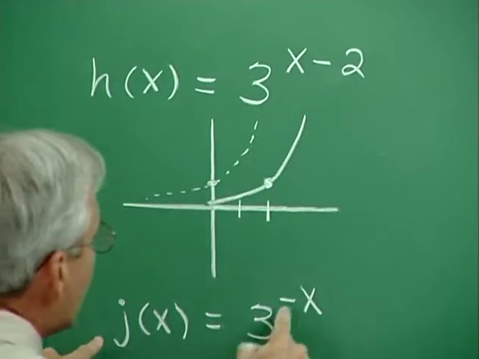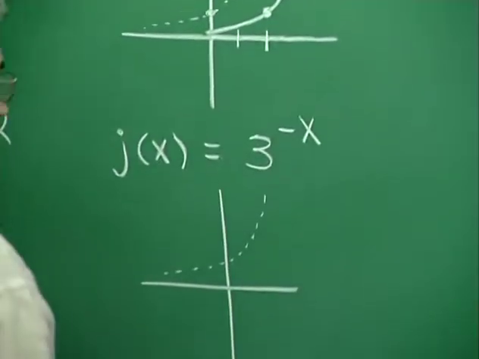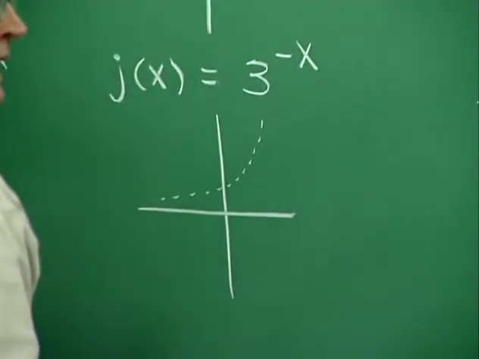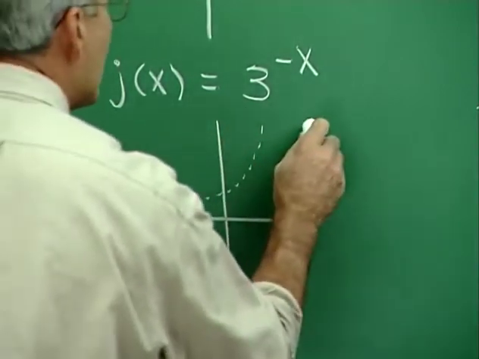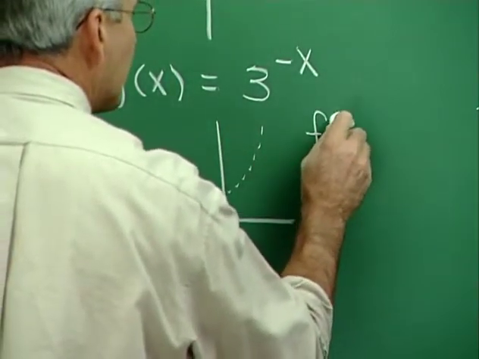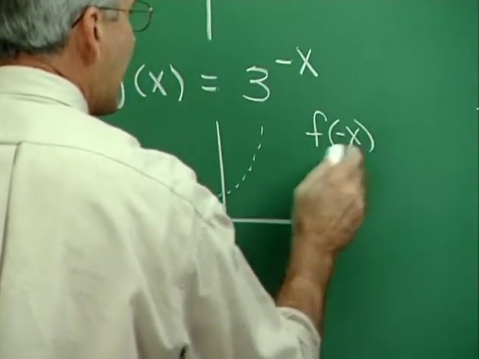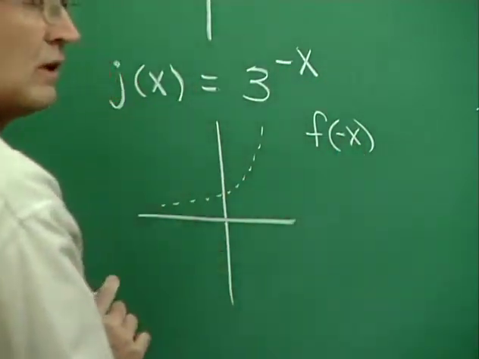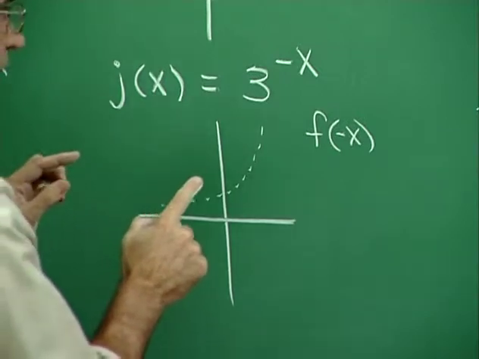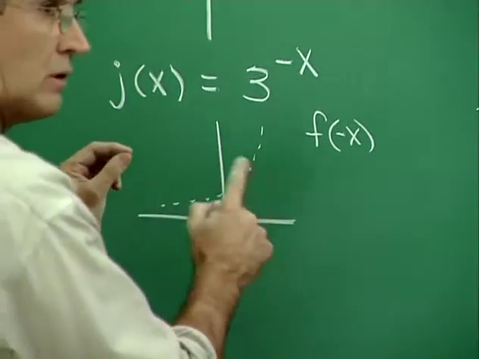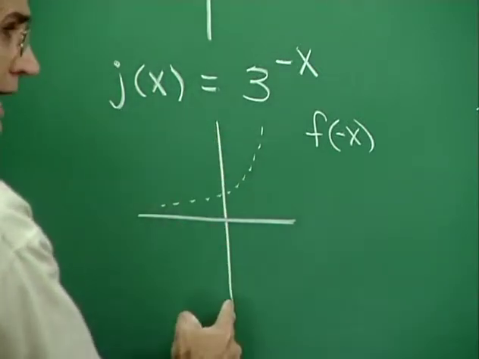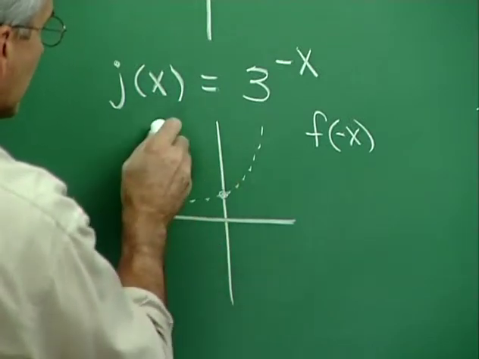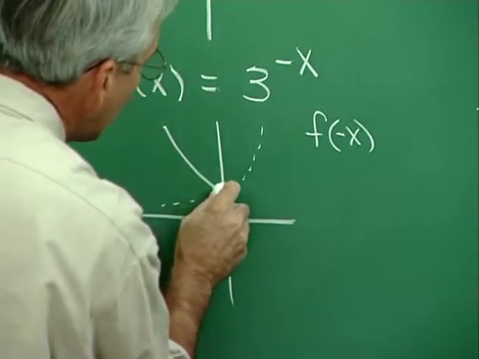Now, what about 3 to the negative x? 3 to the negative x, in function notation, this is nothing but f of negative x. You see, f of x was 3 to the x. This is f of negative x. This is that idea that we get that reflection in the y-axis. So the graph of this will be this.